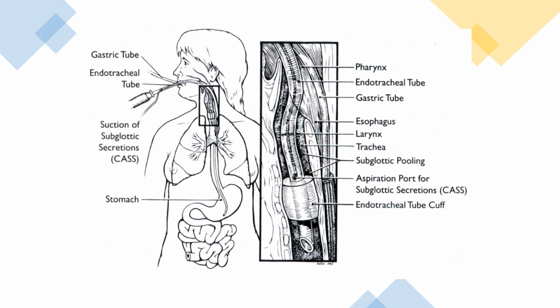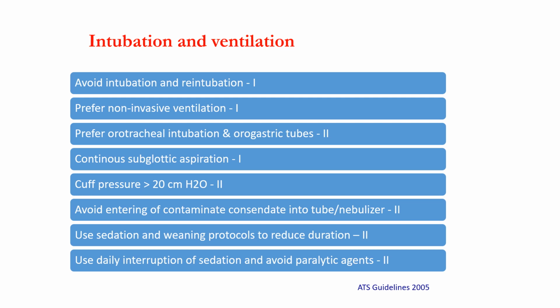Specific to intubation and ventilation: avoid intubation and reintubation, prefer non-invasive ventilation, prefer orotracheal intubation and orogastric tubes. Continuous subglottic aspiration is a category 1 recommendation, and cuff pressure should be more than 20 centimeters of water. Avoid entry of contaminated condensate into the tube or a nebulizer. Use sedation and weaning protocols to reduce the duration. Use daily interruption of sedation and avoid paralytic agents. Among these, the category 1 recommendations were to avoid intubation, prefer non-invasive ventilation, and continuous subglottic aspiration.